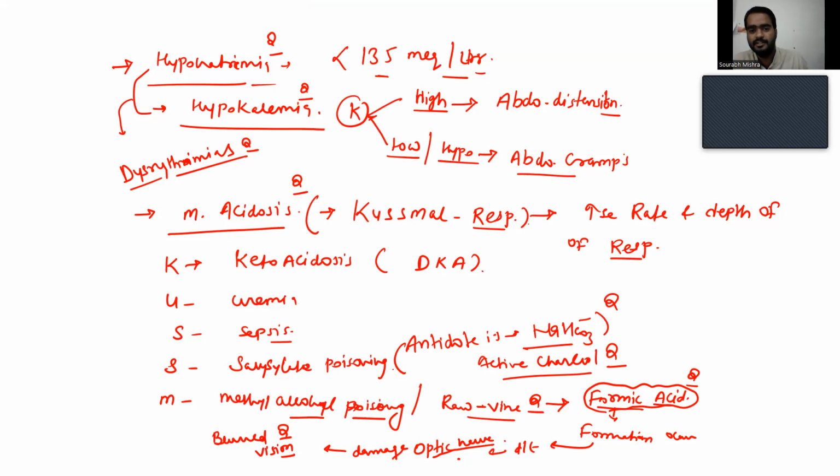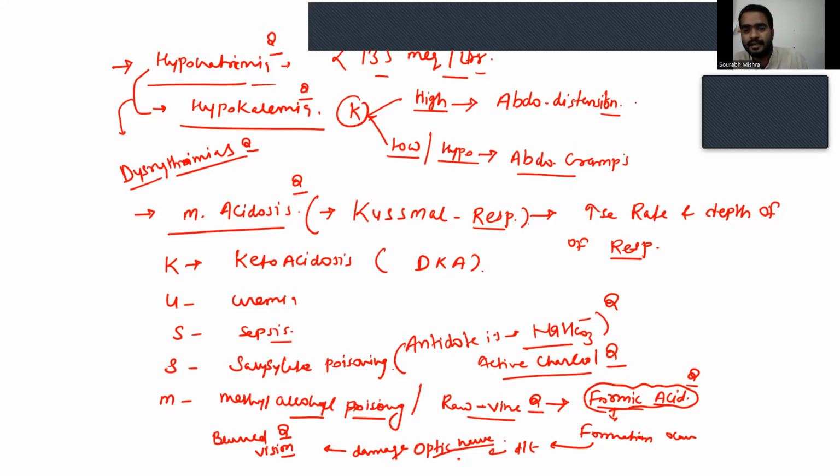If your potassium value is high, in that condition you see abdominal distension. Every time this question was asked in competitive exams. If your potassium value is low, less than 3.5 milliequivalent per liter, it's a hypokalemic condition, and at that time you see abdominal cramps. In hyperkalemia, you see abdominal distension. In hypokalemia, you see abdominal cramps in the patient.